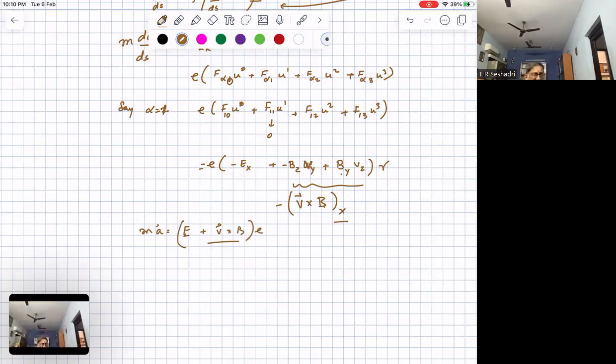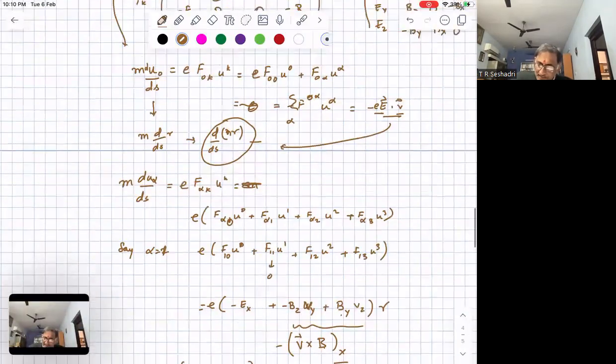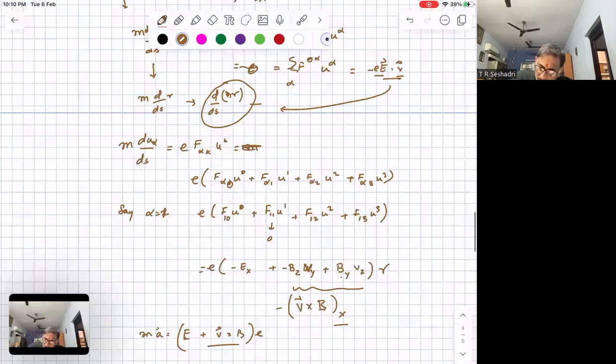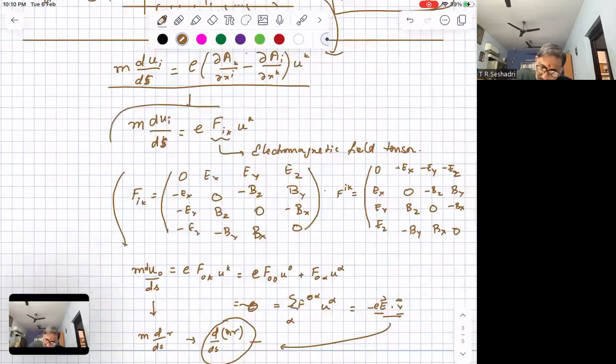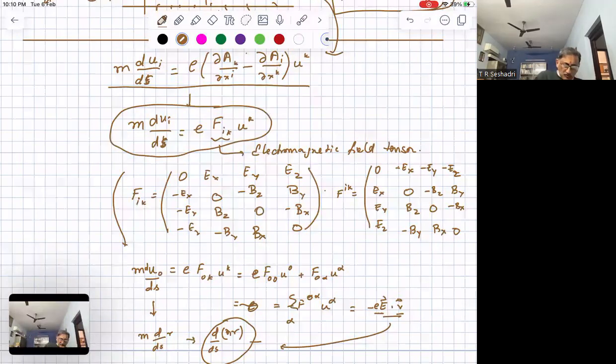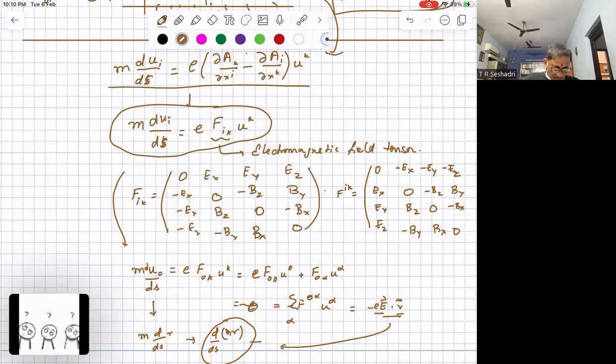Okay. So let me not go into the details of the calculation. I think it will take us away. But this is what it is. So you actually see that the relativistic equation of motion of a particle is actually this. So it means that all the electromagnetic details are hiding in this animal called Fik. Is that all right? Yes. Okay.